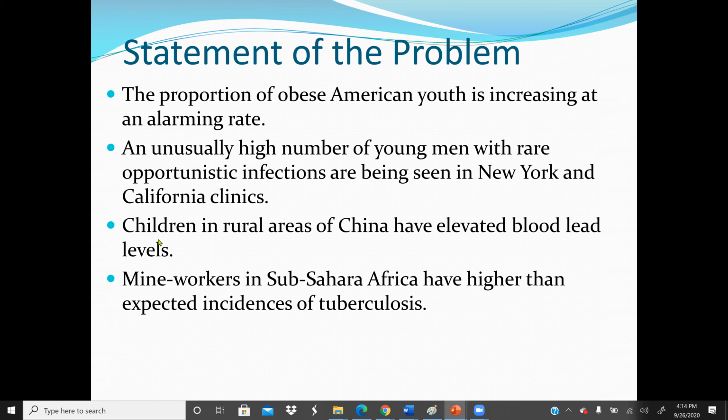Another problem, that can be a problem. Another problem here, again, children in rural areas of China have elevated blood lead levels, or the mine workers in sub-Saharan Africa have higher than expected incidence of tuberculosis, TB. So this would be a problem. Let's say in sub-Saharan South Africa, TB should be around 5% of the population, which is normal. Anything above 5% of the population having TB, then there's a problem, maybe a pandemic. So we need to do a study, find out.